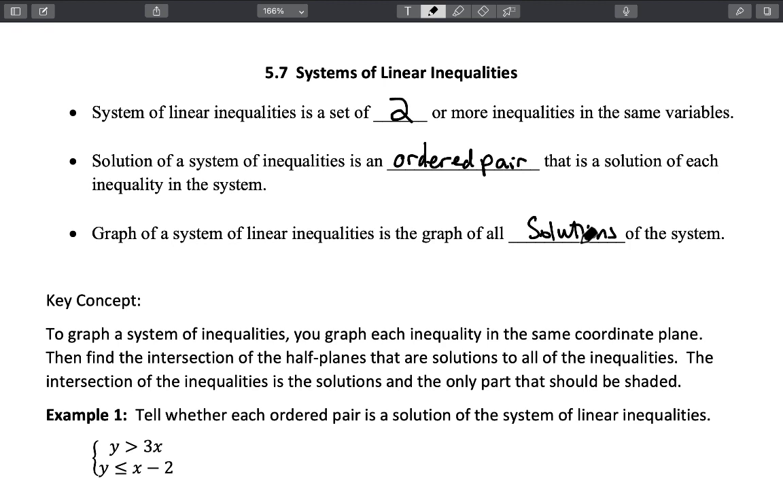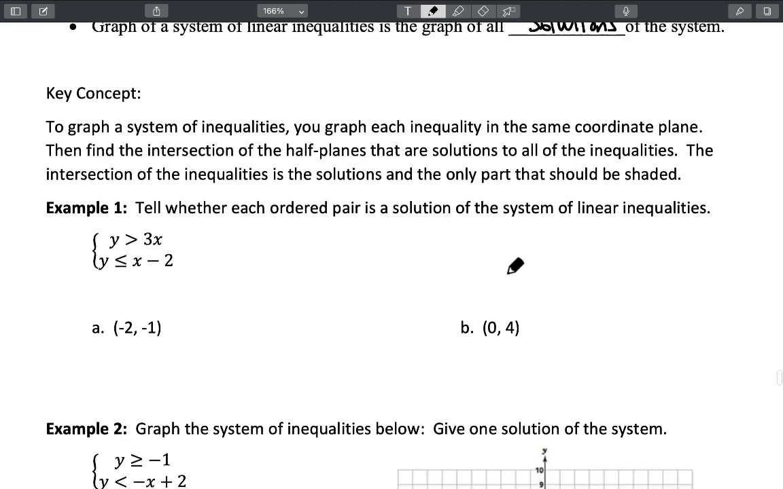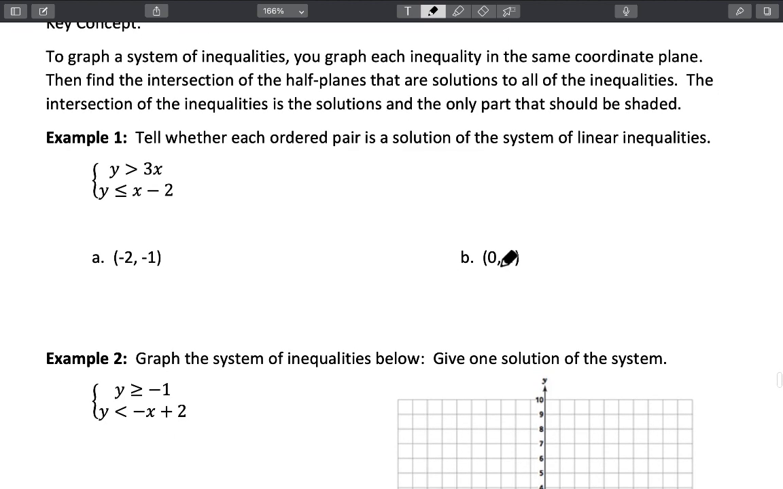Well, today we're going to mash those two concepts together, and we are going to graph systems of linear inequalities. So this is just two or more linear inequalities graphed on the same xy plane, and their solutions will be the overlapping regions that are the solutions of their individual inequalities. All right, let's jump into a few examples here.